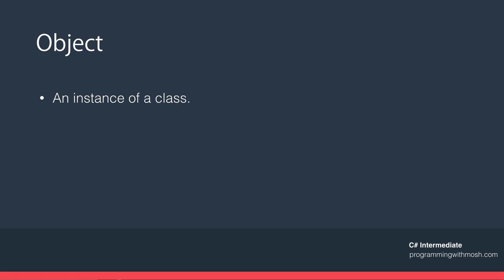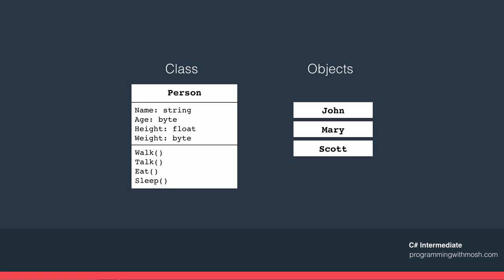A term that is often used with classes and sometimes used interchangeably is an object. But an object is fundamentally different from a class, yet a lot of developers, including myself, sometimes use the word object to refer to a class. But an object is essentially an instance of a class that resides in the memory. So back to our person example, if person is a class, we can have objects like John, Mary, and Scott. These are instances of that person. The person class or the person type defines the blueprint from which we can create objects.